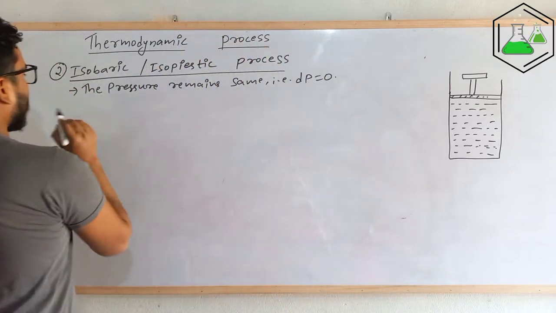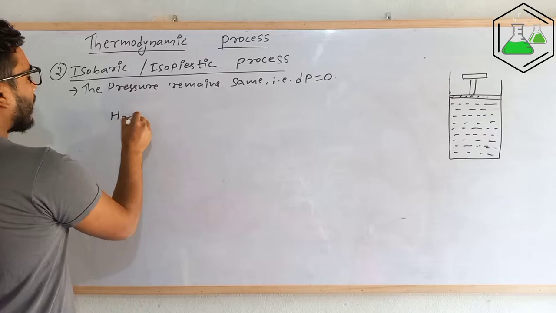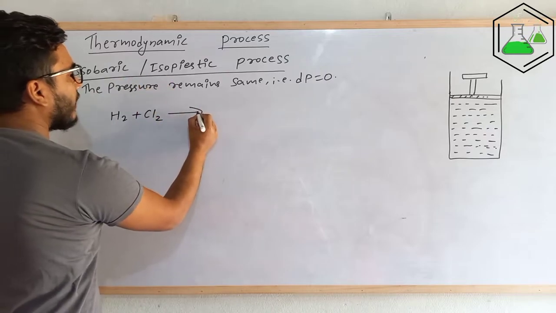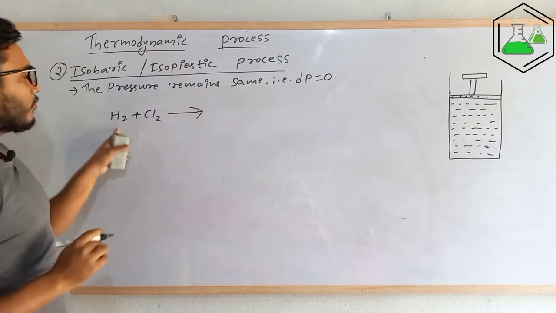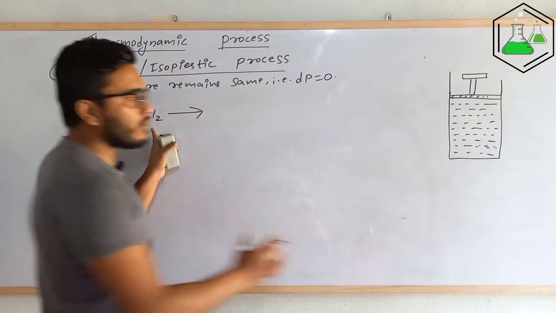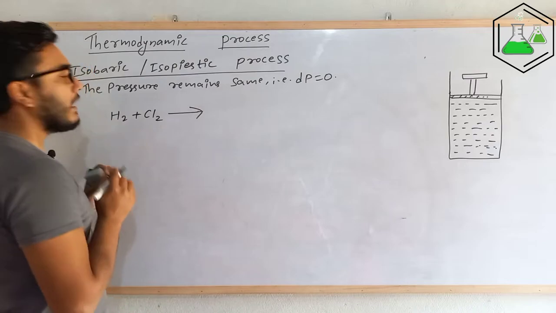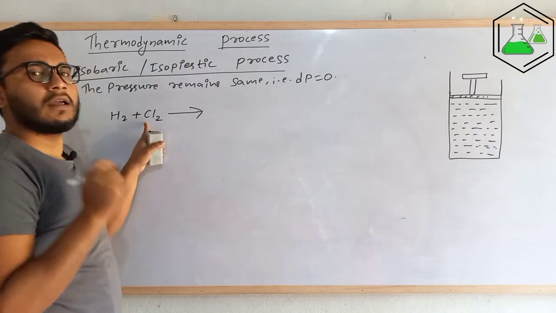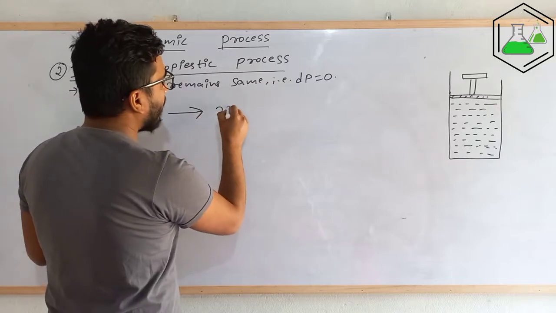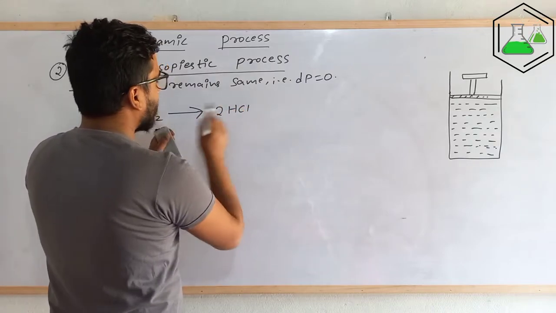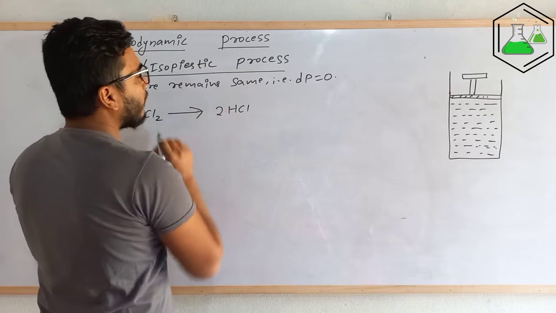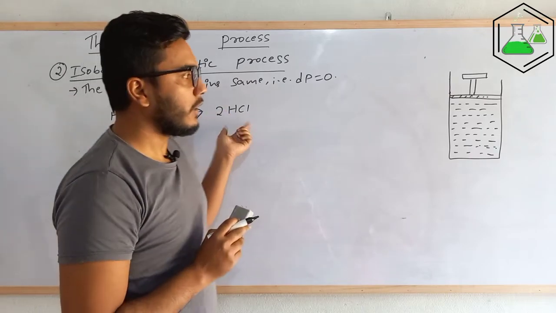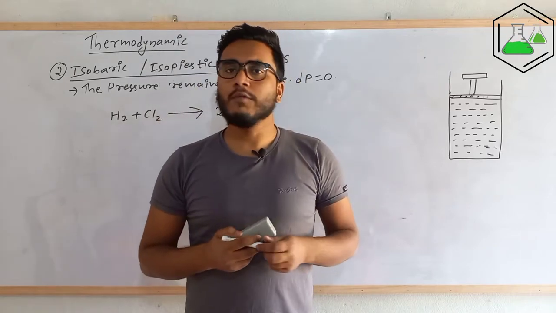Let us take an example of hydrogen and chlorine gas reacting with each other. Suppose in the cylinder there is hydrogen and chlorine in 1:1 ratio. So 1 mole of hydrogen, 1 mole of chlorine. And if they react, they will form 2 mole of HCl. So there are total 2 mole of reactant and 2 mole of product. So will the volume change? No, the volume will not change.